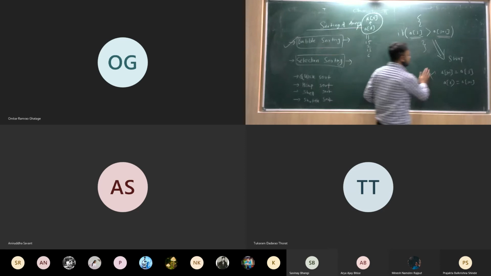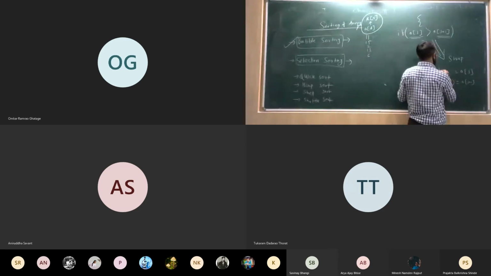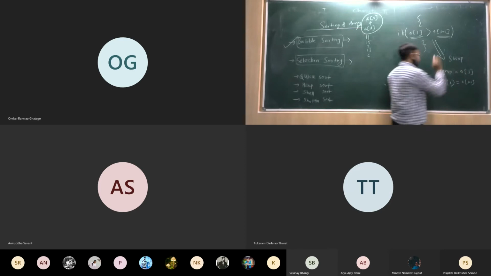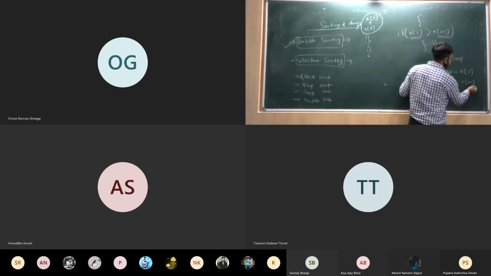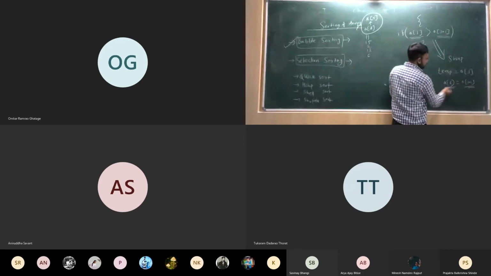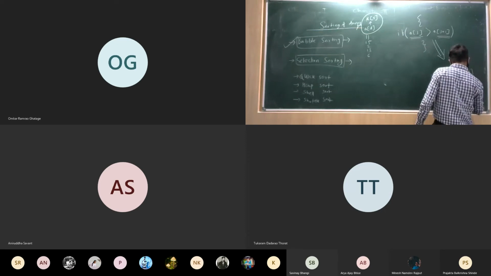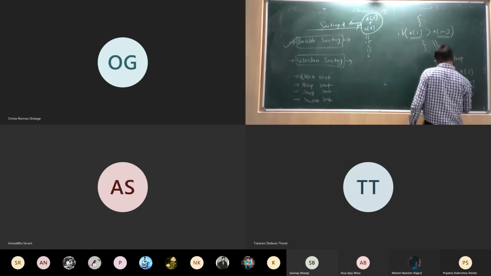What we have to do is assign the first value, A[j], to some other variable, temp. You can take some other variable like XYZ. Then the second value is assigned to the first. Now the temp value is assigned to A[j+1].